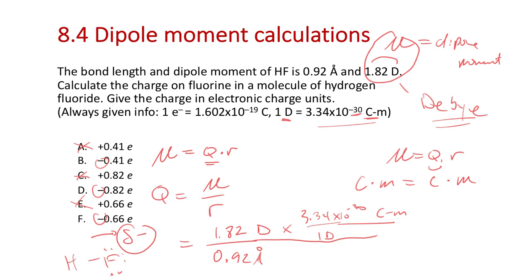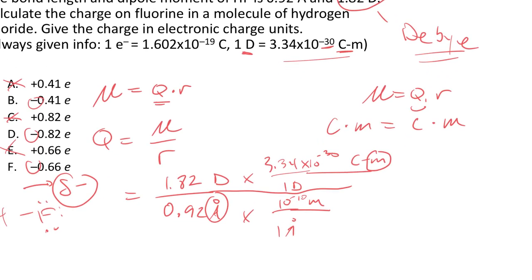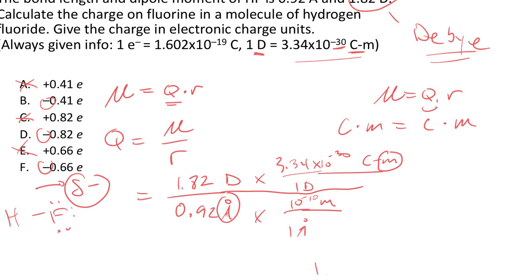Like Planck's constant is to the minus 34, sometimes we write minus 34 here, but it's just to the minus 30. And then once you see the meter here, you get clued in, okay, I have to convert angstrom. So 1 angstrom is 10 to the minus 10 meter. So 0.92 times 10 to the minus 10 meters is the bond length. And so that allows angstrom to cancel, then meters to cancel.